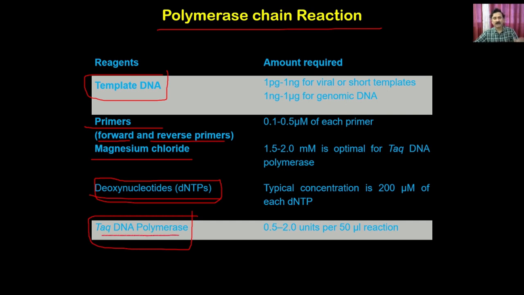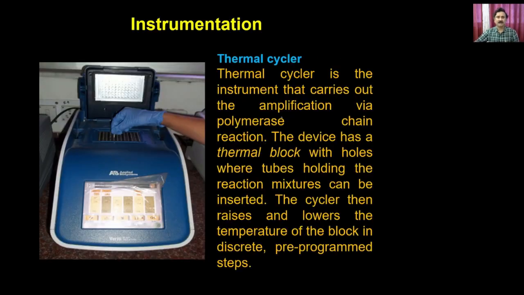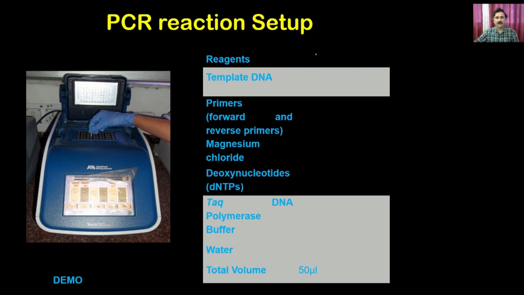Once you have all these reactions set up, you can put them into the machine, which is called a thermal cycler. So this is a machine. What you have is a thermal cycler where you have a heating block, and then you have the place where you can place the reactions. For the PCR reaction setup, you have to have all these components on ice, and that's how you can set up the reactions.